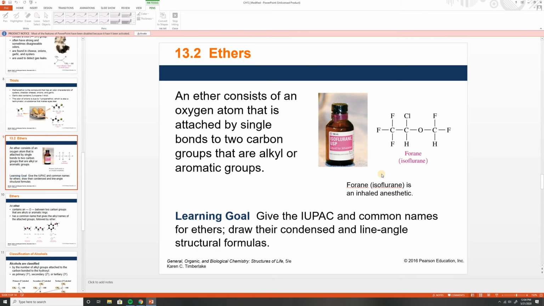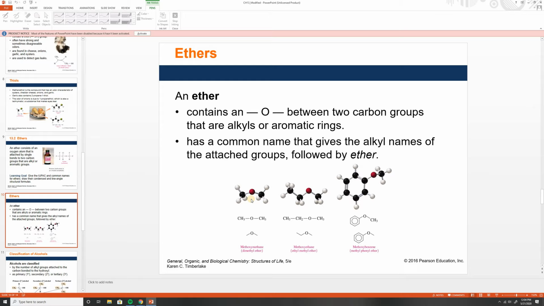So furane is an ether, otherwise known as isoflurane, and it is an anesthetic. So here's an example of that, and you can see, when these names get a little bit complicated, they just make their own trade names for it. So isoflurane is that trade name. So here are some common ethers that you can name, and this is methoxymethane, otherwise known as dimethyl ether.